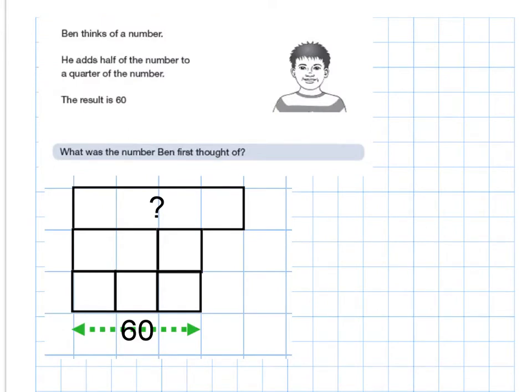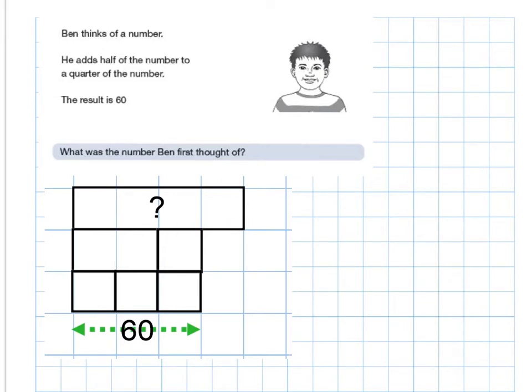You might have noticed that on the sheet we haven't actually drawn the bar model for you, but if you've made it this far, then you're rewarded with having the bar model drawn for you to help you. So, with this one, Ben thinks of a number. First thing I did was I drew this bar representing the number with a question mark in.